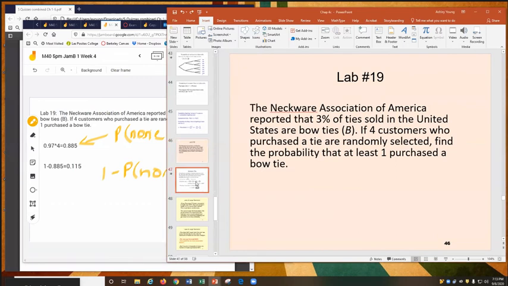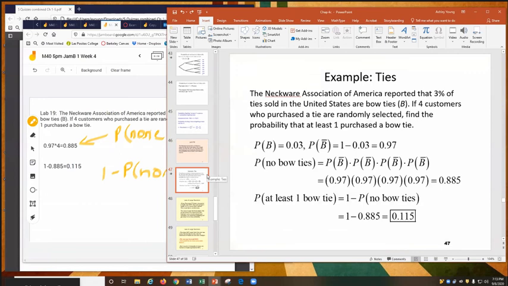Here it is, a little bit prettier, somewhat. Right, because the probability of a bow tie is 3%. The probability of no bow tie is 97%. And you want 4 no's. You want to strike out 4 times, and then subtract that from 1.